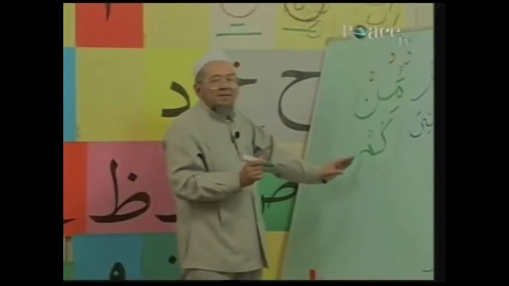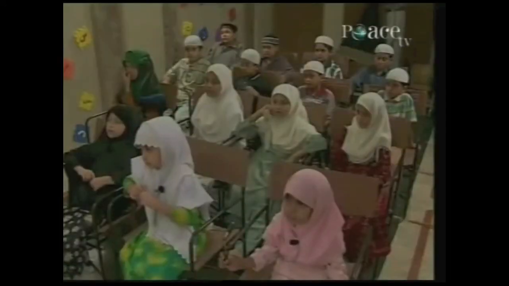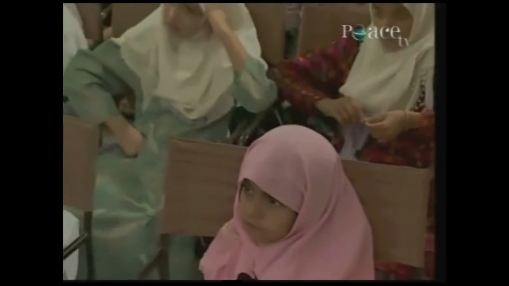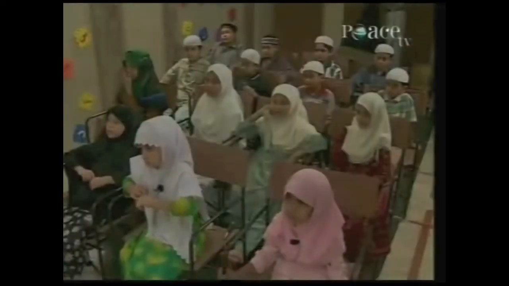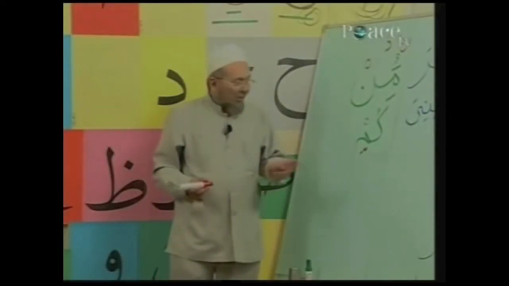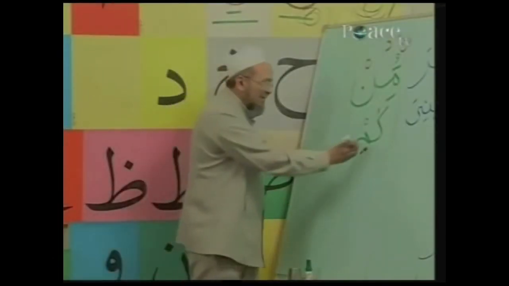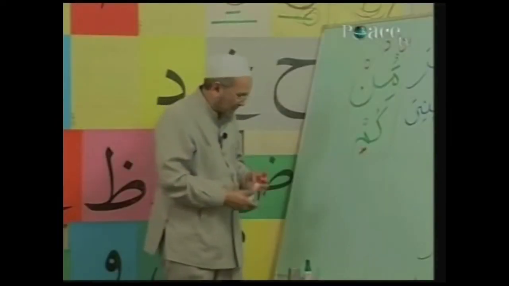Kum. But suppose if we put any haraka on this ma, then ma will become mobile. Now, for example, if I put this kasra here, it becomes kume. Why kume? Because ma has become mobile. But if I remove this kasra, then it will become kum.